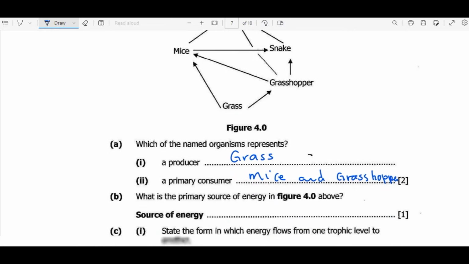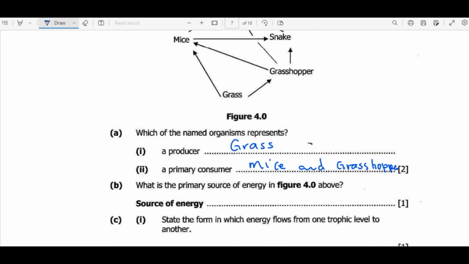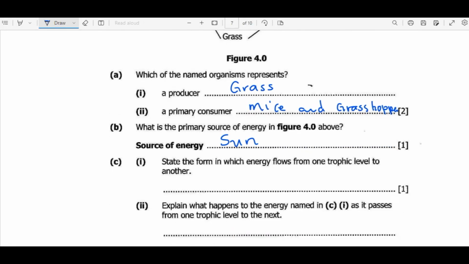Okay, then what is the primary source of energy in figure 4.0 above? So source of energy is always the sun. Then 2, C1, state the form in which energy flows from one trophic level to another trophic level. So the form in which energy flows, this should be chemical energy.